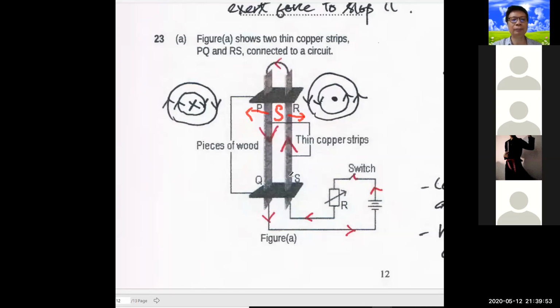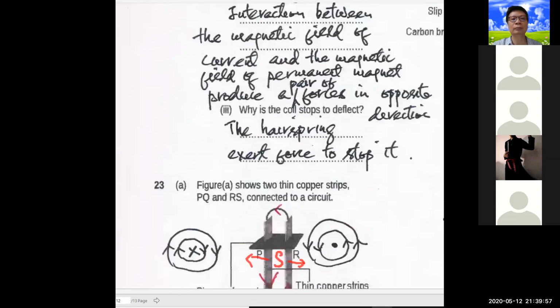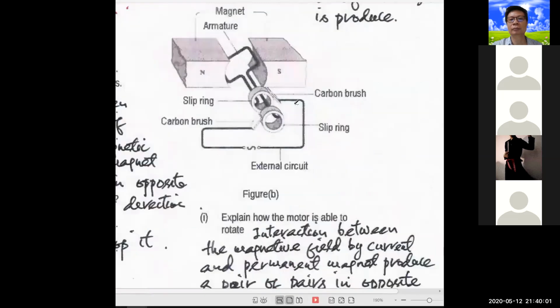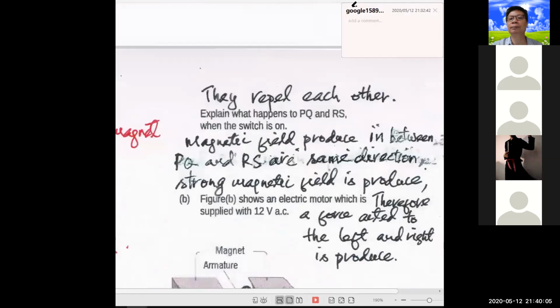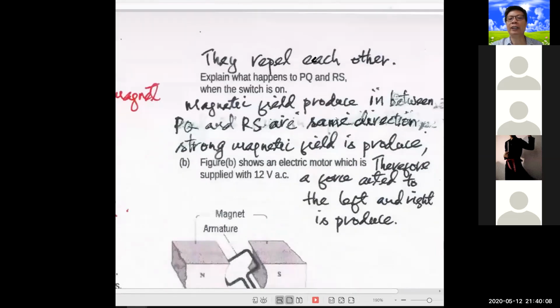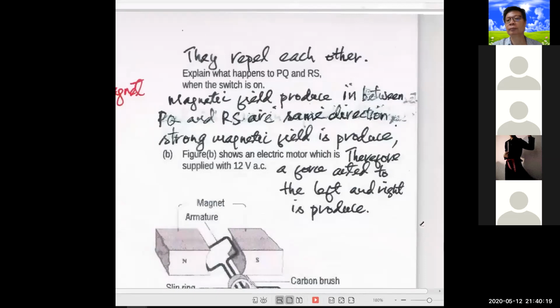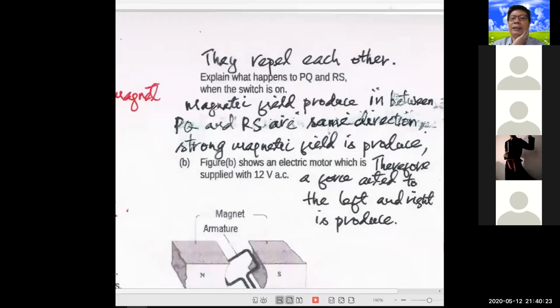Okay, now we answer the question. What happened is the copper strips repel each other. The explanation is, why do they repel? Because the magnetic field produced in between PQ and RS is in the same direction. I told you just now, right? So a strong magnetic field is produced. Therefore a force acting to the left and the right is produced.